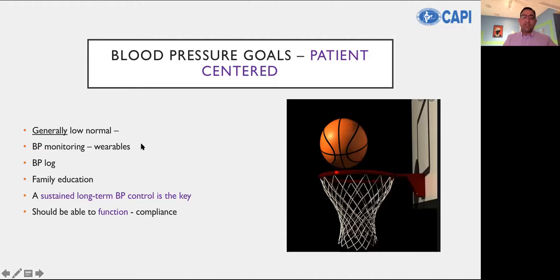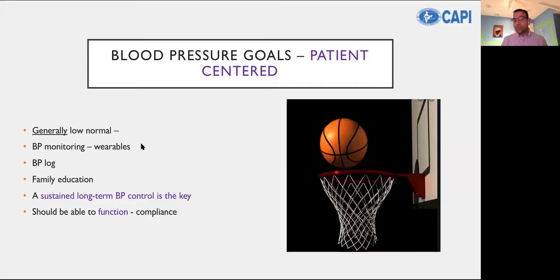We call it generally low normal. You want to have a normotensive patient. We don't necessarily need to have these patients hypotensive. I always advise these patients to get some wearable blood pressure monitoring system. That way they can monitor their blood pressure multiple times a day without much intrusion in their lifestyle. These patients typically are young, healthy folks who want to be active, and if their lifestyle is very much disrupted, then it's hard for them to comply with all the instructions and the advice that we give them.